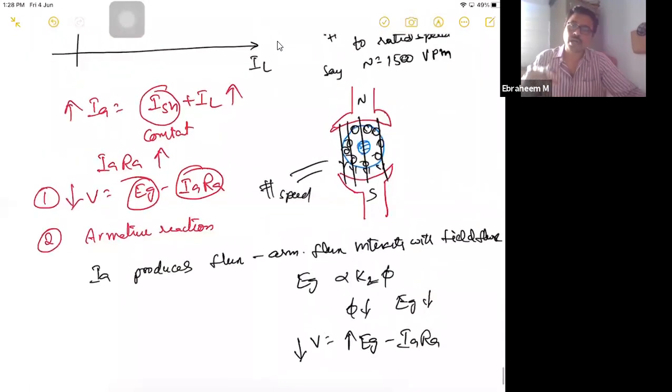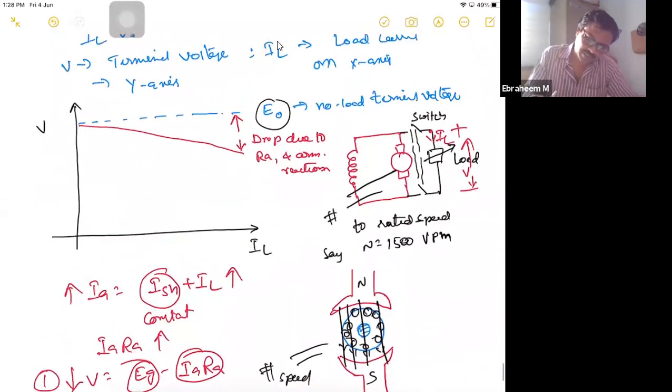So when you put a load on the machine, obviously it causes two effects: IA RA drop and armature reaction drop. That's why when you increase the load, the terminal voltage slowly decreases. I hope it is clear. This is about a shunt generator.